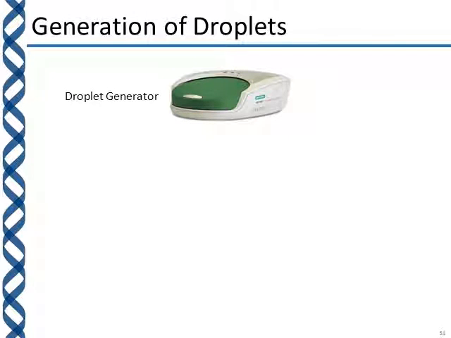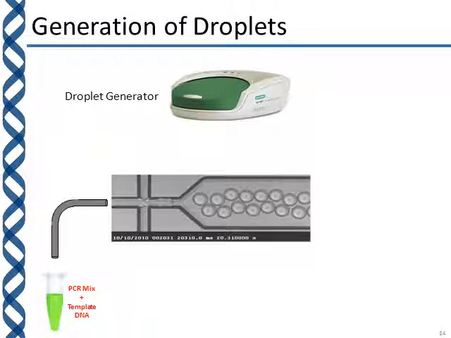This slide will sort of summarize the inner workings of the droplet generator. So you start off with a tube containing your PCR mix with your template DNA, and for those who may have downloaded the slide presentation before this lecture was recorded, I had labeled that tube initially with just template DNA. That is incorrect. It should be PCR mix plus template DNA, which is why I've highlighted that in red on this particular slide.